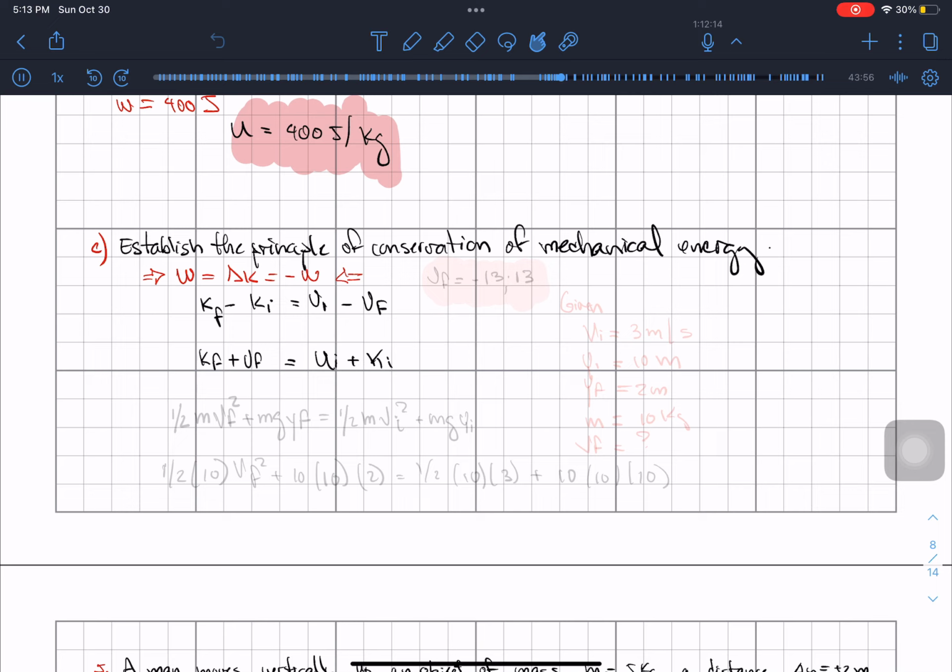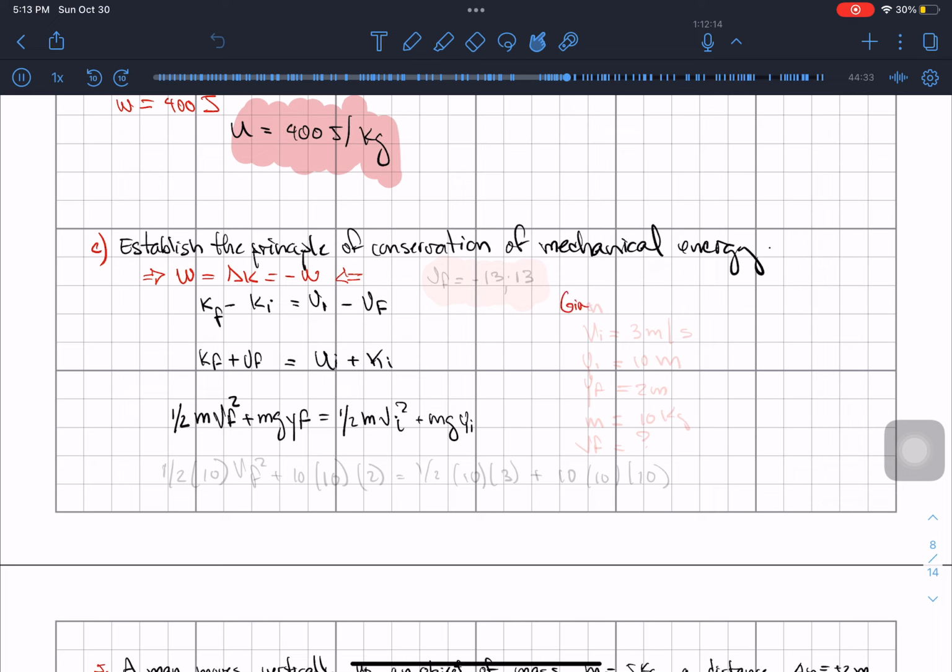which is 1/2 of the mass of the object times the final velocity to the second plus mass times gravity times the final position of the object, which is equal to 1/2 mass times the initial velocity to the second plus mass times gravity times the initial position of the object.